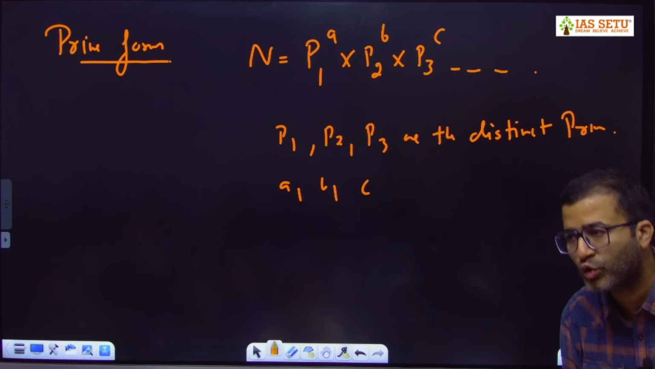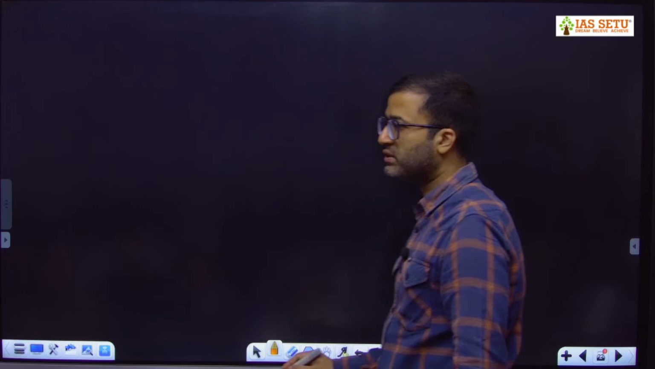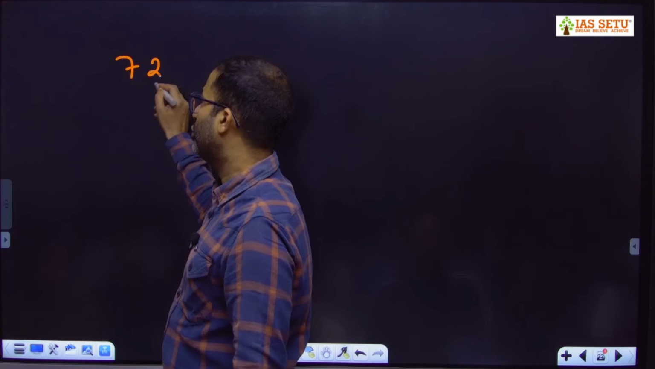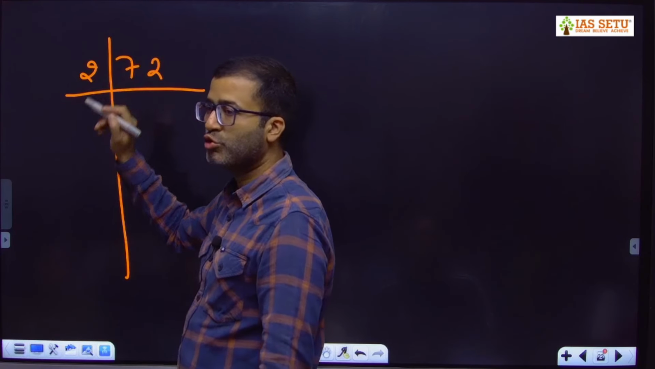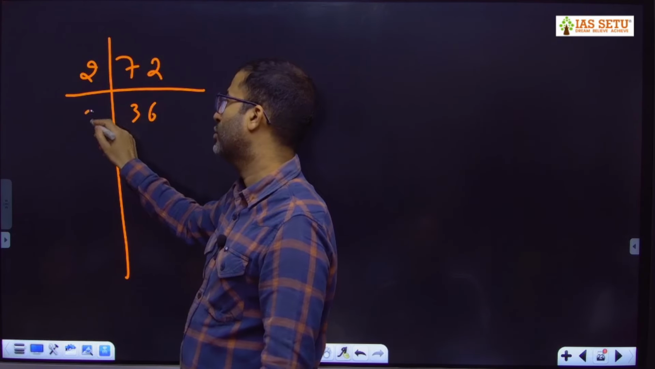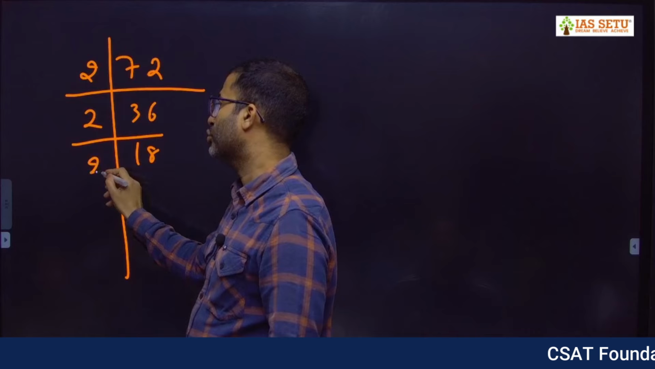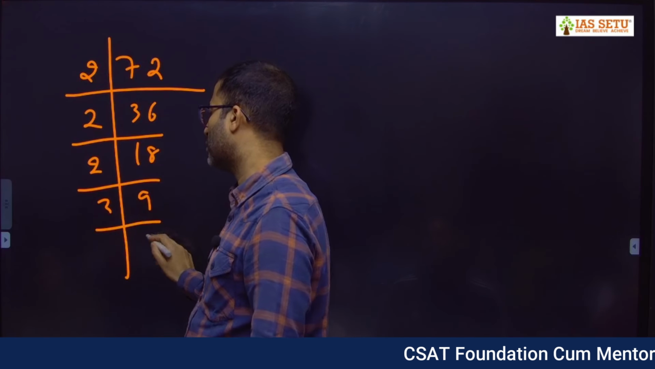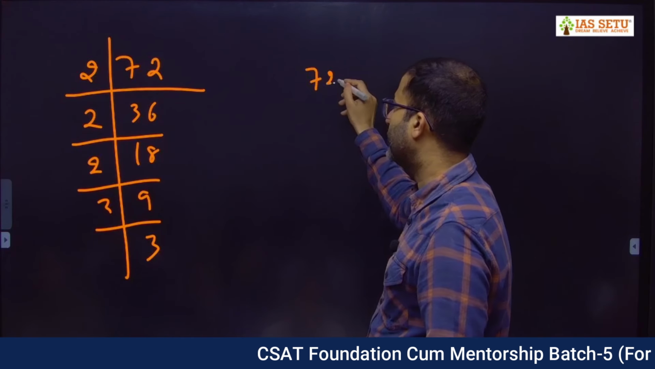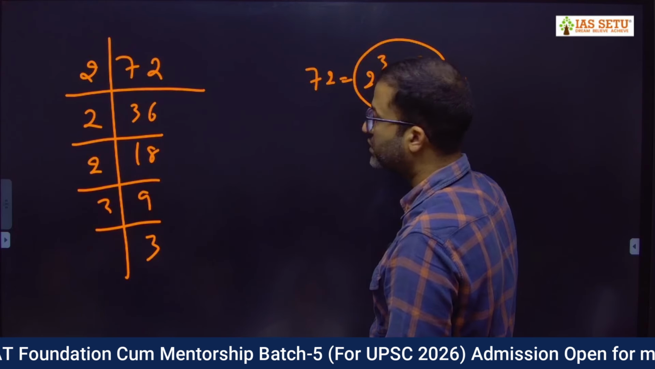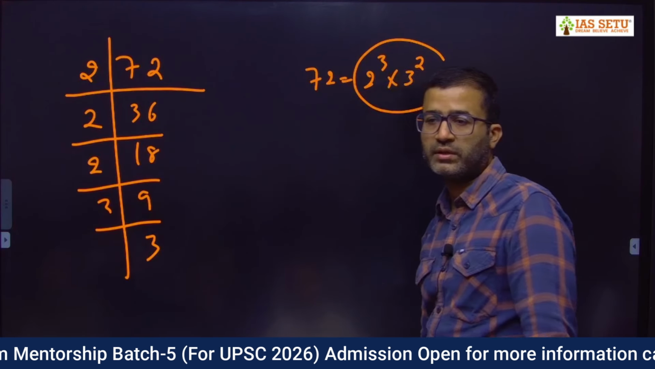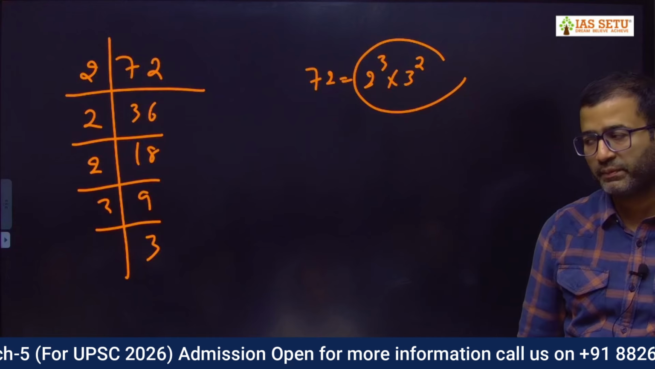All of you know what is prime form. School days you have done, like the number is 72. Do you remember this diagram? ऐसा किया होगा ना स्कूल में. टीचर ने 2 common लिया होगा, 36, 2 common 18, 2 common 9, 3 common 3. So what is 72? 2 to the power 3 into 3 to the power 2. This is prime form. यही तो prime form है. आपको already पता है.